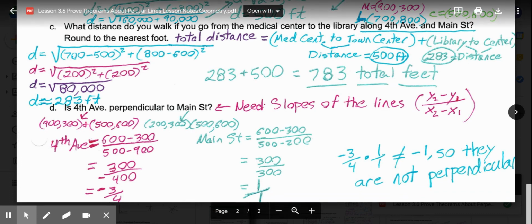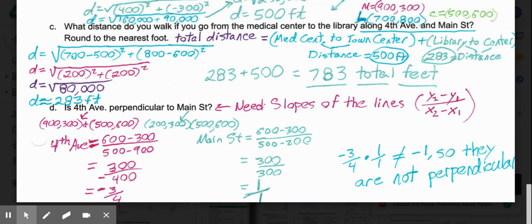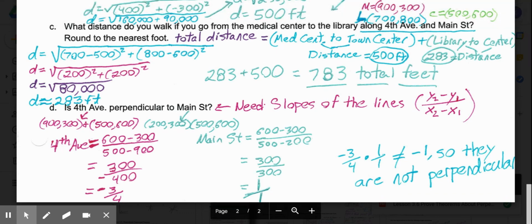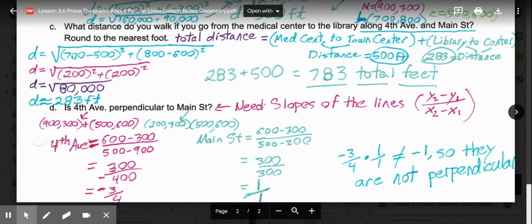So for 4th Avenue, 600 minus 300 over 500 minus 900, giving us -300 over 400, or a slope of -3/4. With Main Street, we have 600 minus 300 over 500 minus 200, or 300 over 300, which gives us a slope of 1. If we multiply those two slopes together, they do not equal -1, so we know those two roads are not perpendicular.